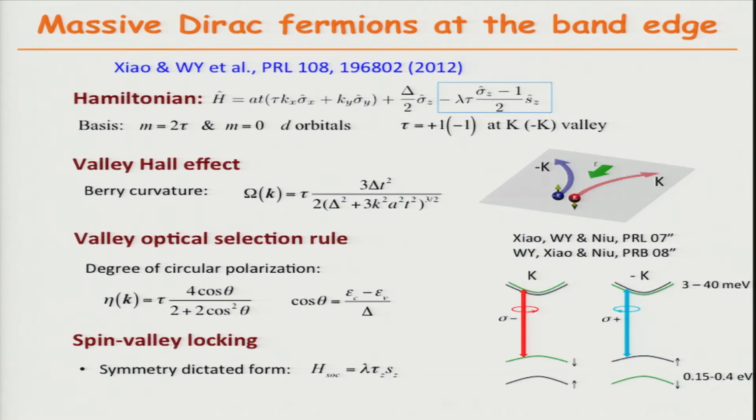For example, at the valence band edge, where you have the really large spin-orbit splitting, you only find the spin down carriers in K and a spin up carrier in minus K. So in other words, when I talk about valley in this particular material, you can also think about the spin. You only get one spin species in each valley.